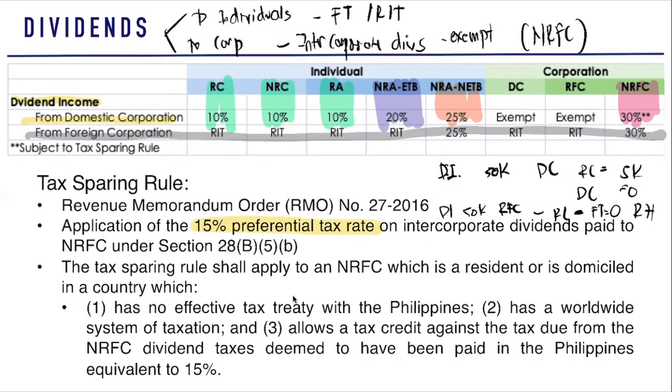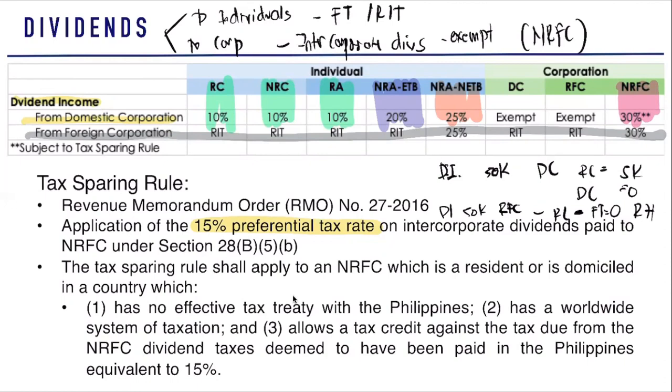Now, sir, when can we say that the NRFC now is under tax sparing rule or not? So you just look at the problem. Pag sinabi ng problem na yung NRFC, dividend income from domestic corporation, is within the tax sparing rule, use 15%. If no tax sparing rule, use 30%. So ang rule dito, kung pumasok yung tax sparing, 15%. If walang tax sparing, 30%. Clear? Sasasabihin niya ng problem.